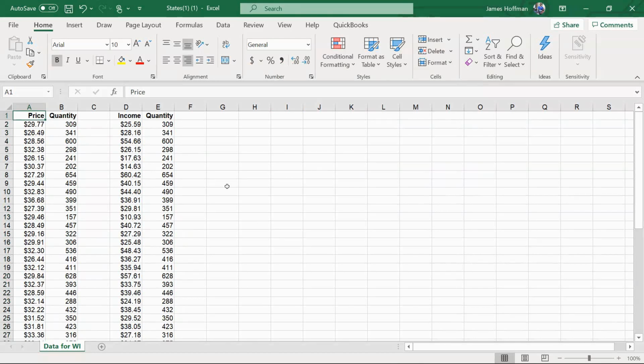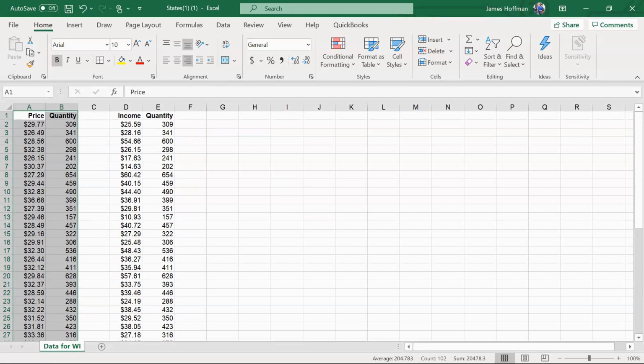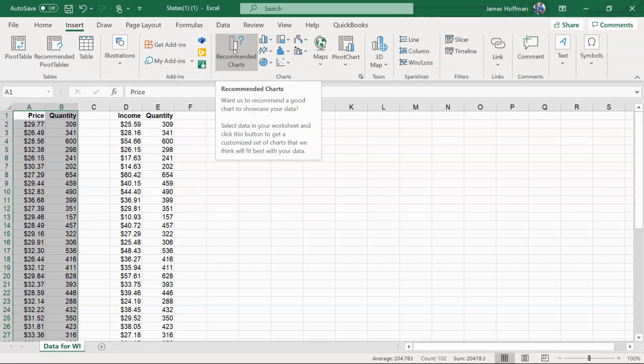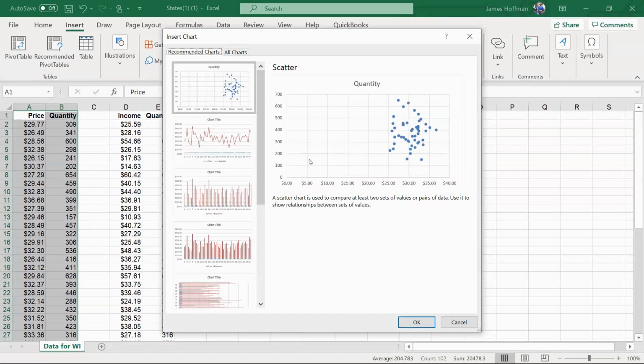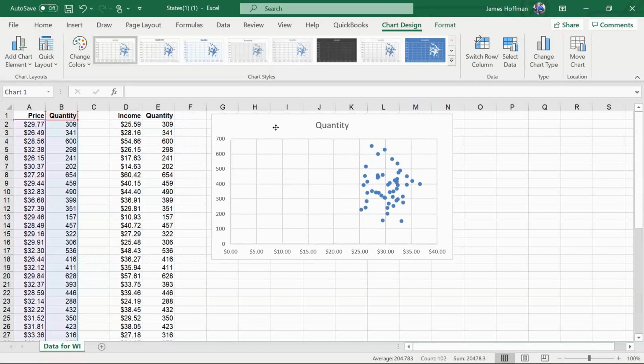Now I'm going to make a graph of price and quantity. So I selected A1 to B51, and then I'm going to go to the Insert tab. And we've done this, recommended charts. That looks bad. You want the scatter plot, hit OK. It's possible you get a really bad relationship like this one, and that's okay because that's the point of the exercise, to see if there is a relationship.